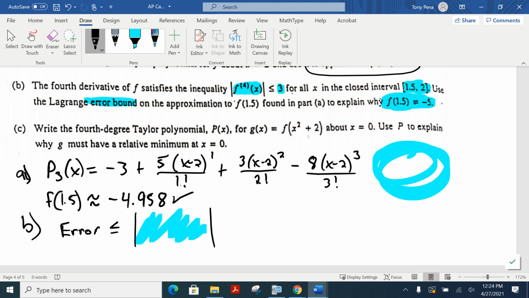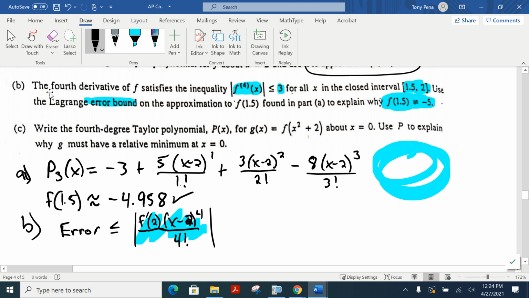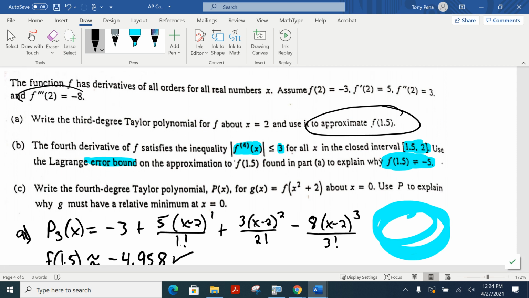What would that have looked like? So for sure, you're going to have an (x minus 2) to the fourth power over 4 factorial. And then what we would have needed right here is our fourth derivative value at 2. That would have been the next term. If you look at the setup of the problem, they don't give you the fourth derivative. They stopped us right here with the third derivative. They don't give us the fourth.